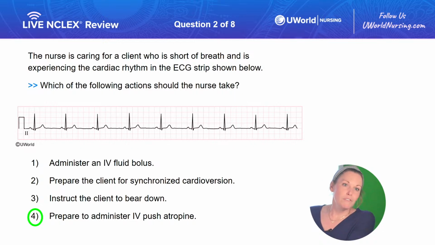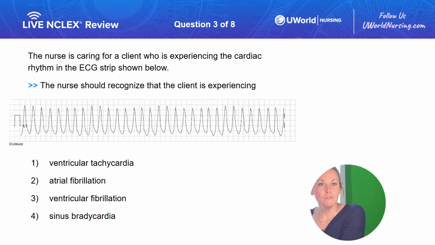What we would see, option 4, prepare to administer IV push atropine. That's our correct intervention. What we see in options 1, 2, and 3, those aren't appropriate for what our client has, which is atrial fibrillation. Option 4 is sinus bradycardia.